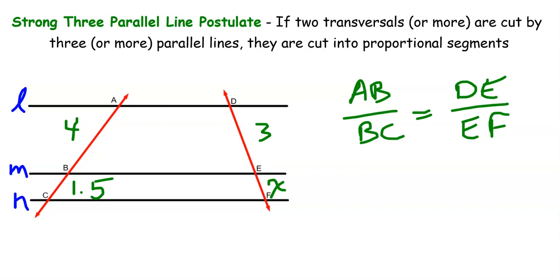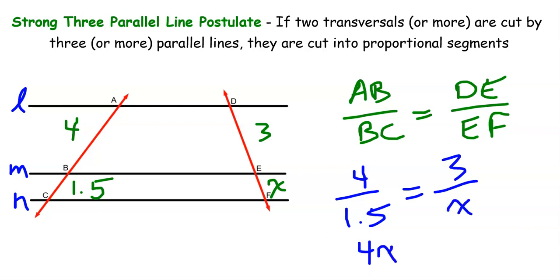So if we substitute the values that we know directly into the ratio statement of the three parallel line postulate, AB over BC is 4 over 1.5. DE over EF is 3 over x. Taking cross products here gives us 4x is equal to 4.5, which therefore means that x is equal to 1.125.